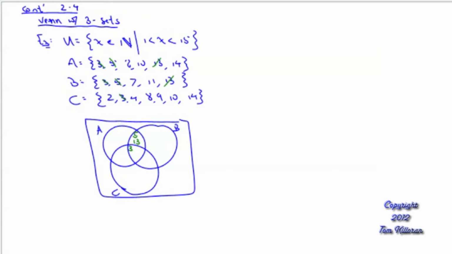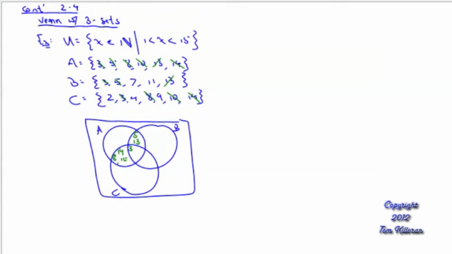Then maybe A and C. All right, so top to bottom. 8? Yes. So 8 is in A and C. That goes here. 10? Yes. 10's in A and 10's in C. So 10 goes here. 14? Yes. Hey, I need more room. Oh, darn it. I can put it up here. 14.